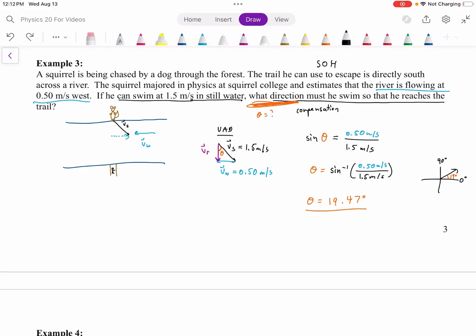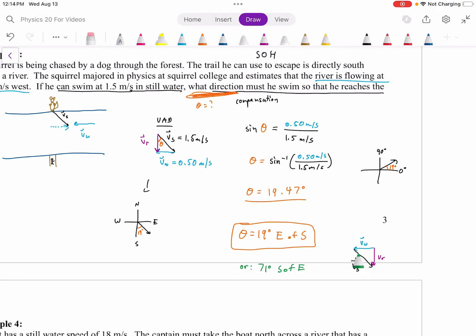So all we need to do is think about, based on our diagram here, how does this relate to north, east, south, and west? Well, the diagram shows us this would be straight south, and our angle is between there. So this is 19 degrees. So all we need to say is, from south, go 19 degrees towards the east. So we are 19 degrees east of south. And there we go. That's our answer.